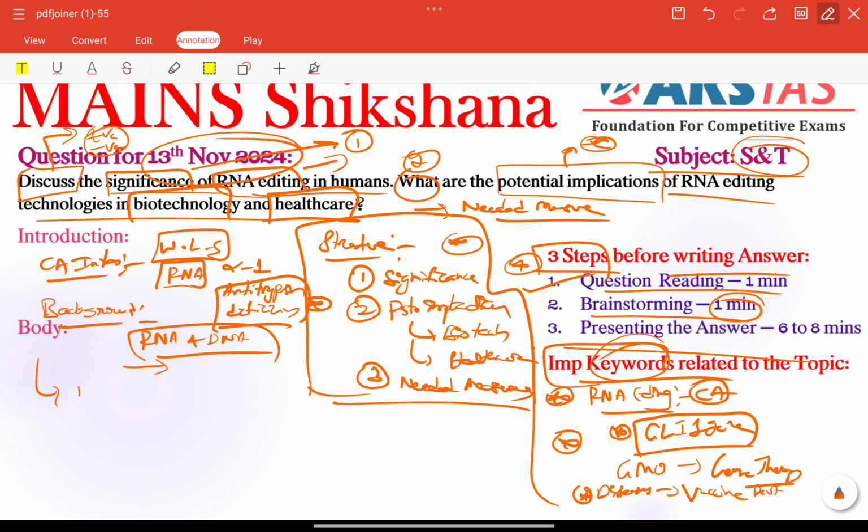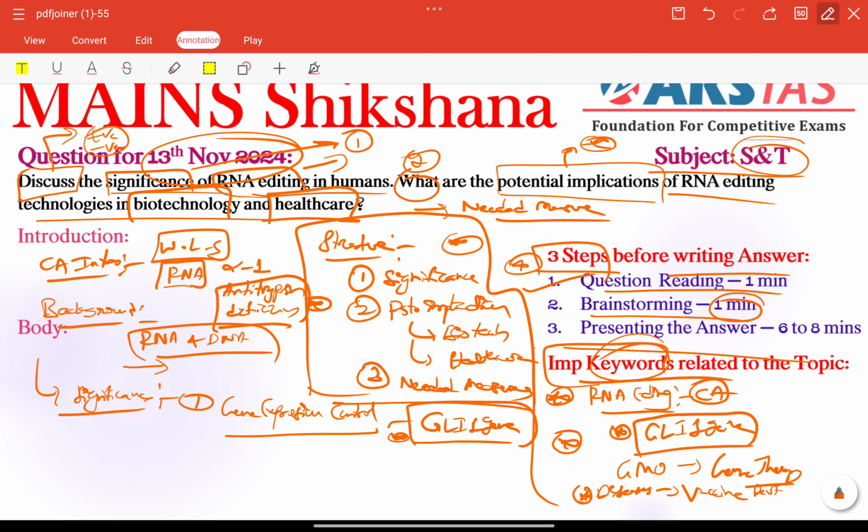Whatever in the body part, significant part, right? First important keyword. First of all, we can connect gene expression control. Gene expression control is the first important phenomenon. Here RNA editing helps in fine tuning gene expression, which is essential for normal cellular functions. For instance, here we can take GLI1 gene that is linked to cancer progression through RNA editing, right?